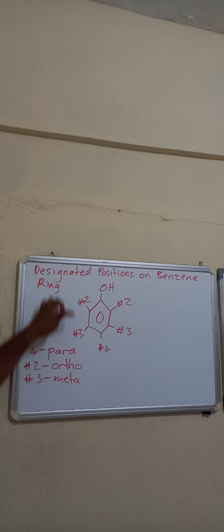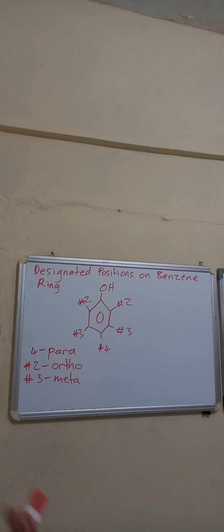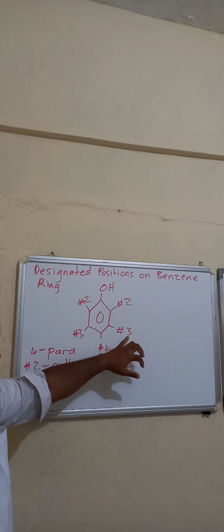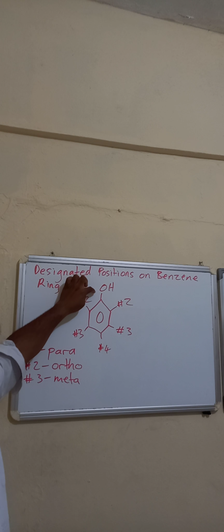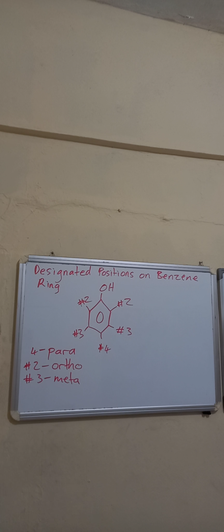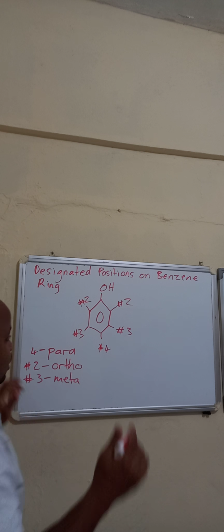Alright, so what is the importance of these positions and the group? When a particular group is already on the benzene ring, any other incoming group will be directed to either the ortho, meta, or para positions. Alright? So the reason why we are giving you these positions now is that when you have a particular group on the ring and you are trying to add something else, it cannot go anywhere on the ring. It is going to go to a specific position.